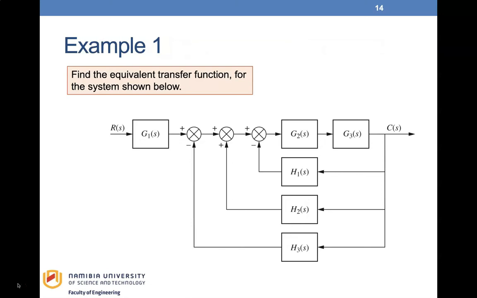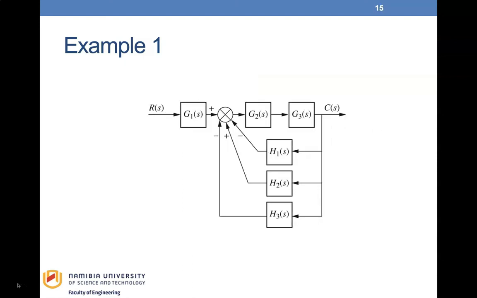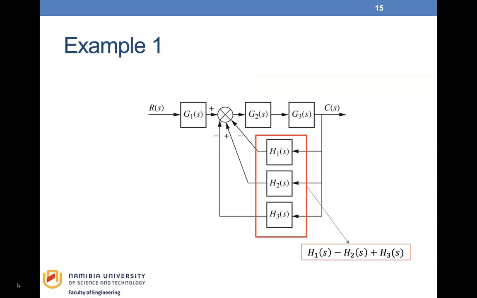In this example, we are to reduce this block diagram to a single transfer function. We can see immediately that we can collapse the three summing points into a single one, yielding the next figure. Next, note that the three feedback functions, H1(s), H2(s), and H3(s), are connected in parallel and are fed from the same signal source, and their outputs are summed to give an equivalent function, which will be H1(s) minus H2(s) plus H3(s).